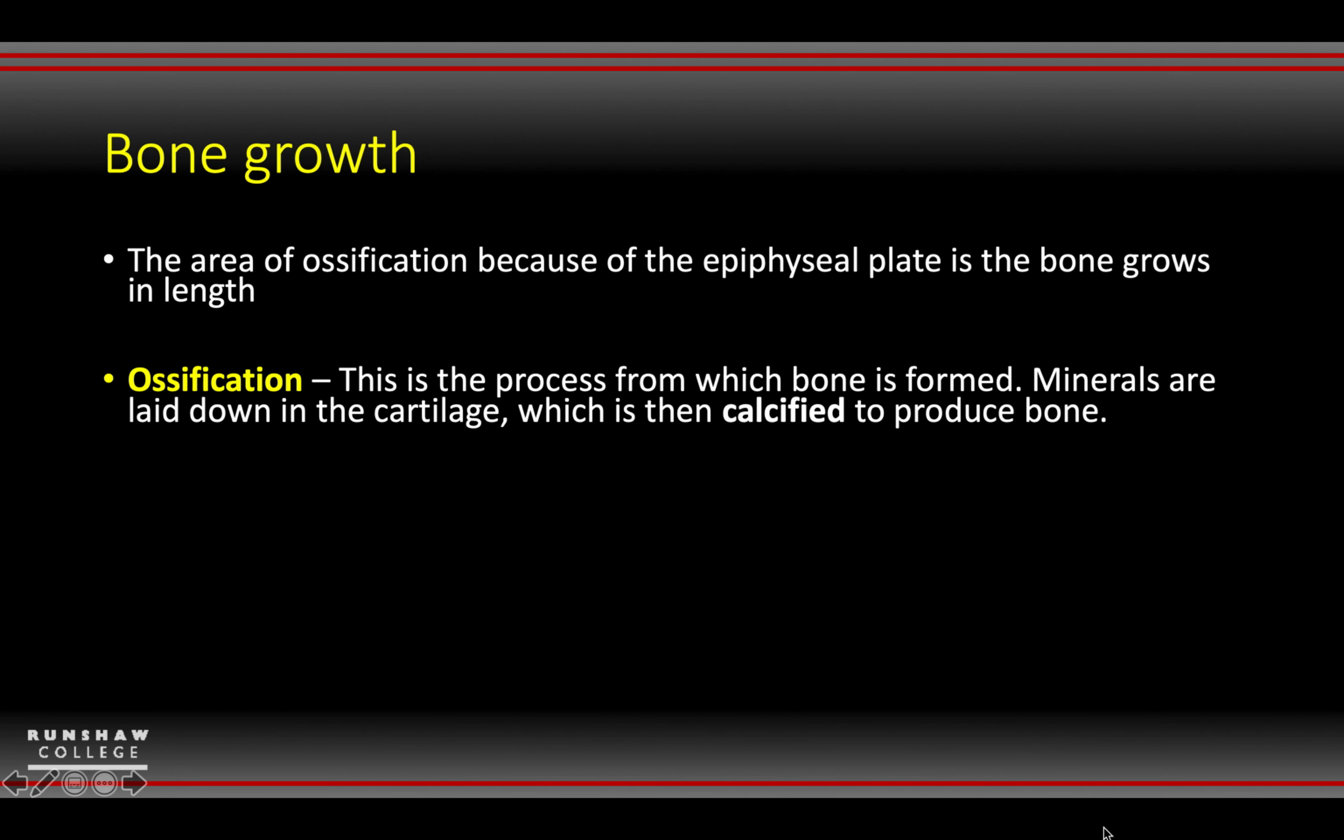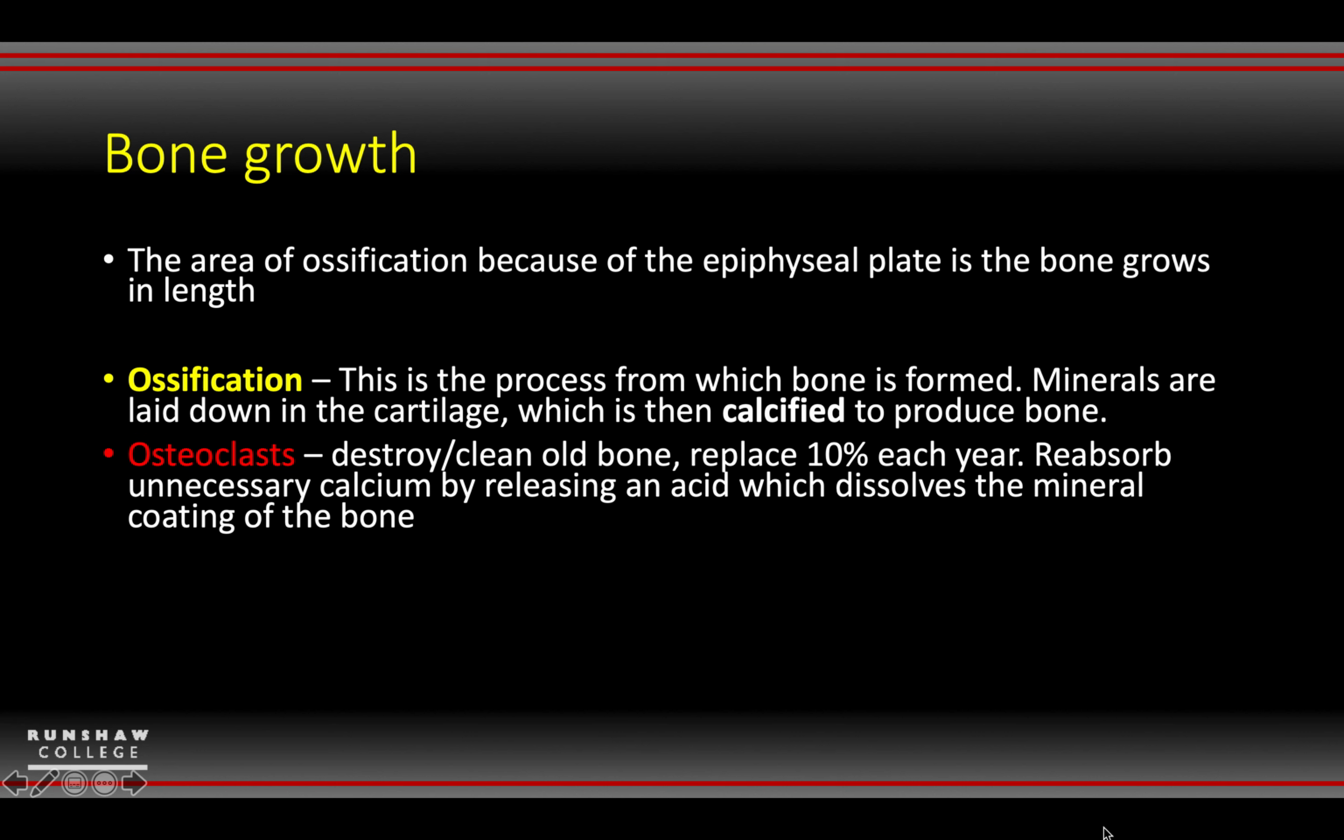All right. So what we're doing here is we're trying to calcify different minerals in order to form hard bone. We do this by using osteoclasts. So an osteoclast will firstly come in and destroy a little bit and clean old bone, and try and reabsorb any calcium that's not really needed there. The way it does that is it releases an acid, and that will dissolve the mineral quite slowly, and then it will take those minerals away.